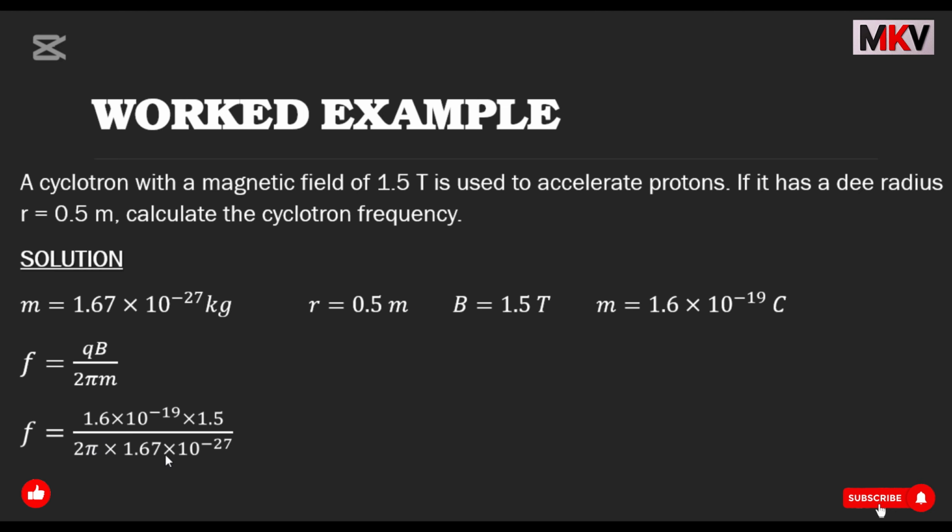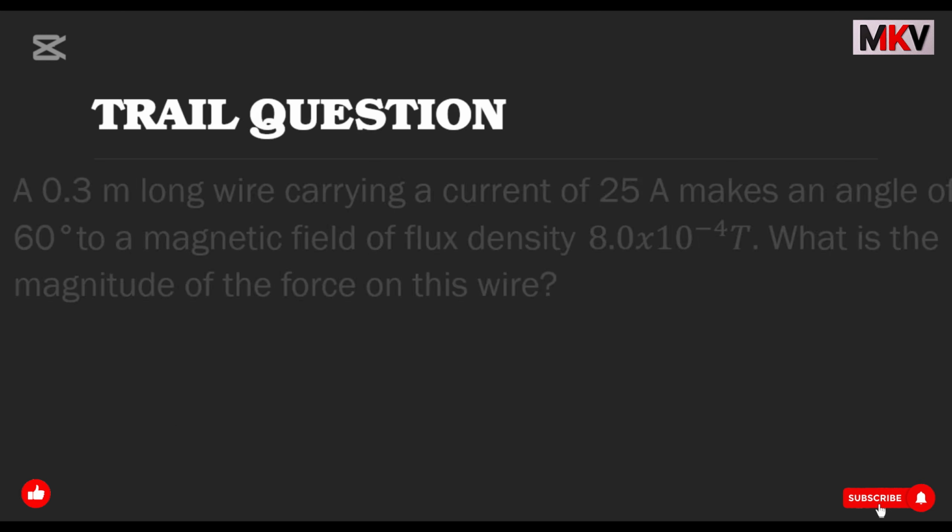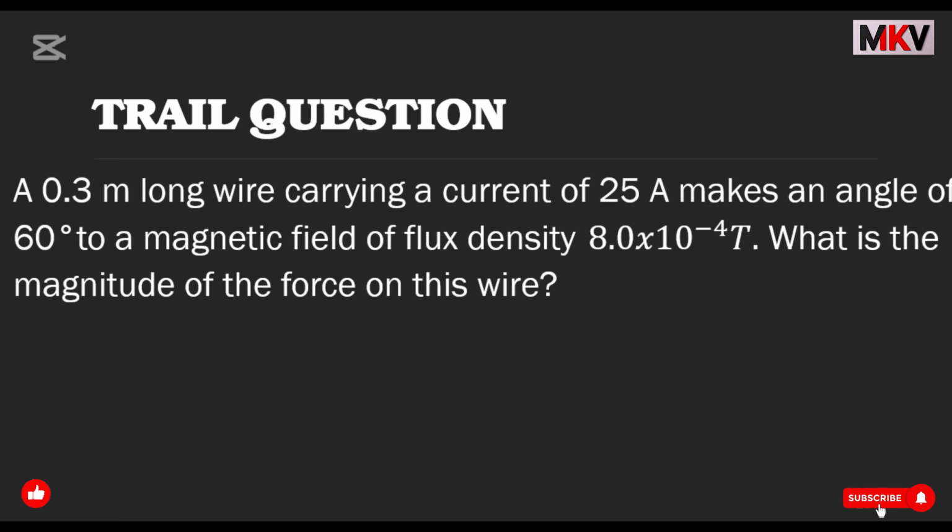So after the substitution and computation, the frequency here will be 23.8 times 10 to the power 6 Hz. So this is the cyclotron frequency. Now there's a trial question here that you can work on to get the solution of this problem.